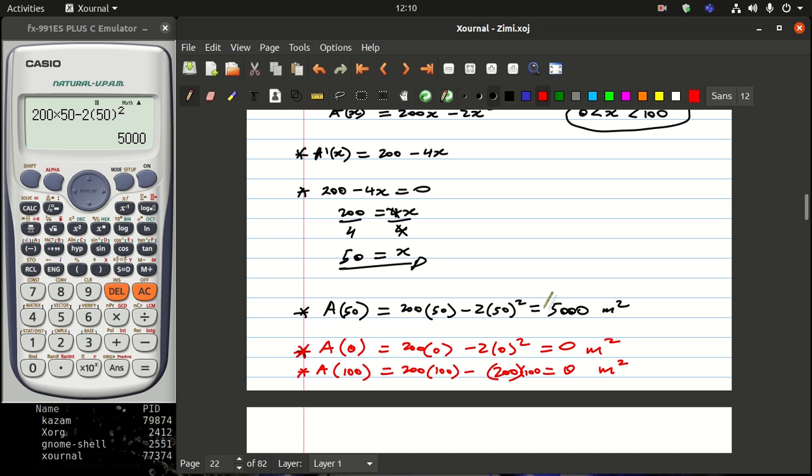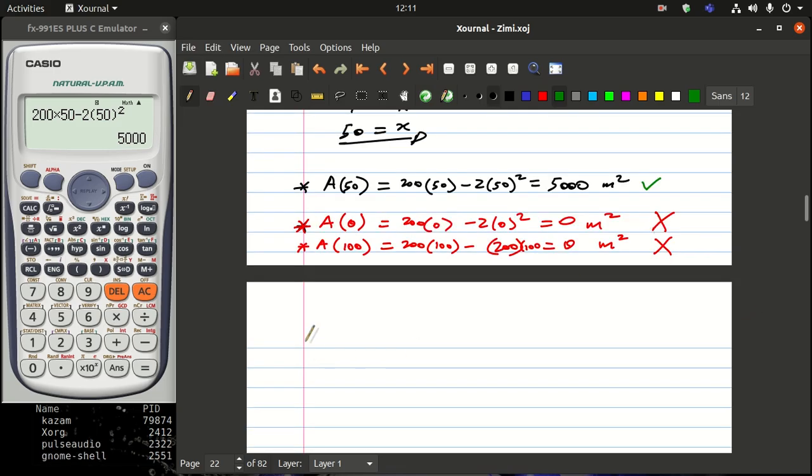The reason I'm writing this in red is because we don't have equality here, which means you really don't have to do this in this particular case, but I'm doing it so that you understand the steps. You check this, you check that, and then you look at the one that is largest, because we want to maximize the area. So this one is the largest of them all, which means the absolute maximum area is equal to 5,000 meters squared.